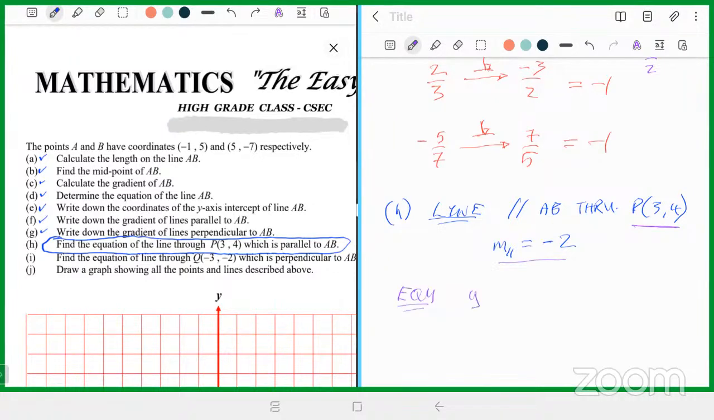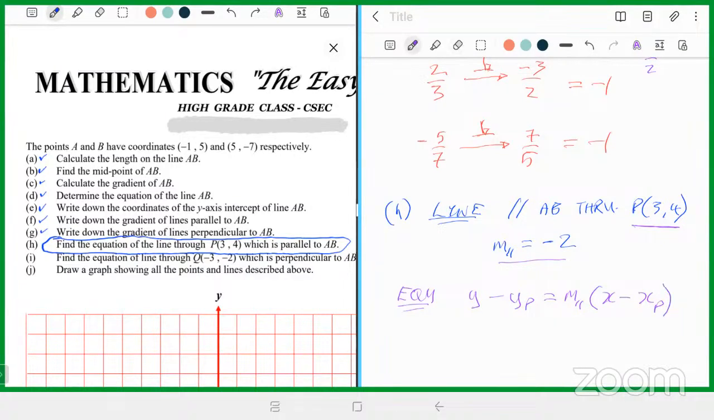is going to be y minus the y value at P, because P is the point that we're using, equal to the parallel gradient into x minus the x value at the point P. This is the BFF formula. I call it the BFF formula for the equation of a line. It's very, very useful. The official name of it is the point gradient form, because you use a known point as we have here and the gradient as we have here. Those are the values we need to use this form for the equation of a line.